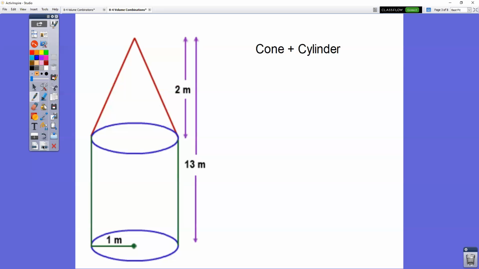In this one, we have a cone sitting on top of a cylinder. Now, they will try and trick you with your shapes a little bit. First of all, let's take a look at our formulas. For the cone, we have 1/3 pi r squared h. For our cylinder, we have pi r squared h. So those are our two formulas that we're going to use.